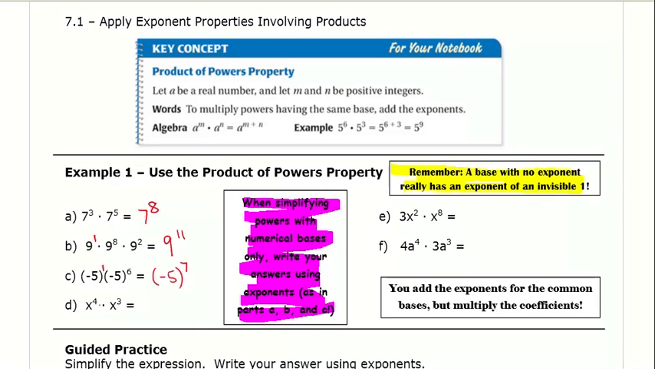In part D, we have some variables, but the rule is the same. We have a base of x. We're going to add our exponents together, so it's x to the 7th.